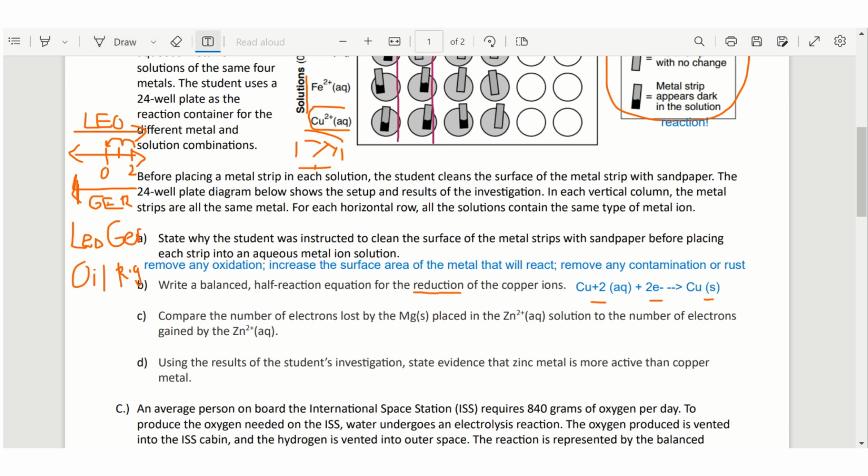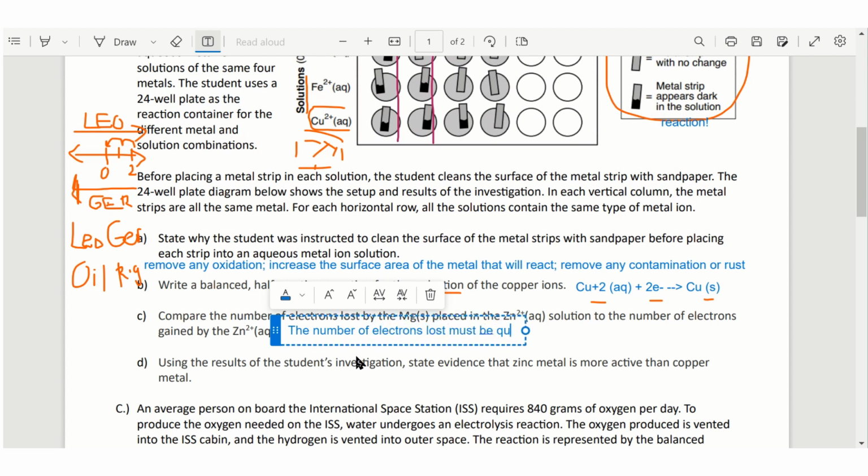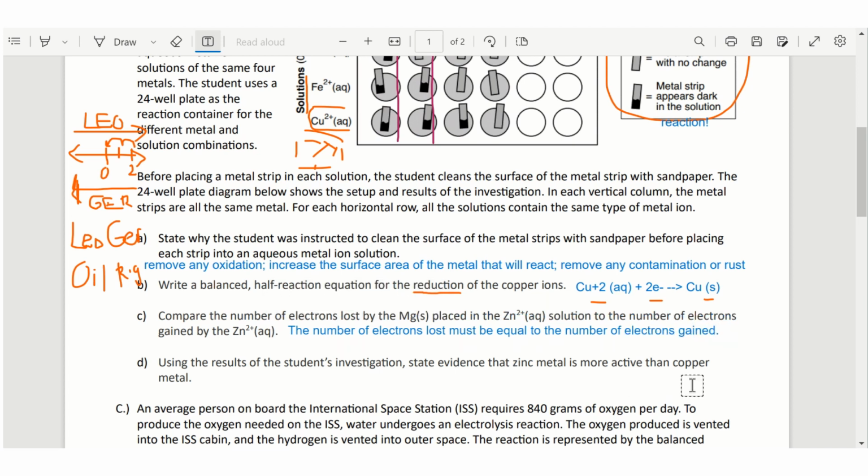Compare the number of electrons lost by the magnesium placed in the zinc 2 plus aqueous solution to the number of electrons gained by the zinc 2 plus aqueous. Well, the number of electrons lost must be equal to the number of electrons gained, period. If it's 1 electron gained, 1 lost. 2 gained, 2 lost. 5 moles lost, 5 moles gained. 1.2 moles lost, 1.2 moles gained.